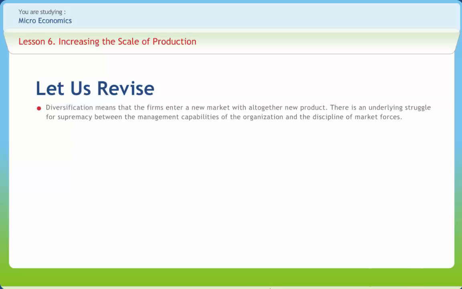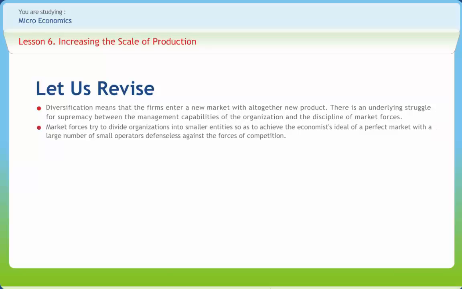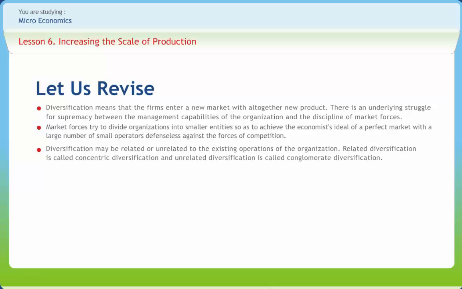Let's revise. Diversification means that the firms enter a new market with altogether new product. There is an underlying struggle for supremacy between the management capabilities of the organization and the discipline of market forces. Market forces try to divide organizations into smaller entities so as to achieve the economist's ideal of a perfect market with a large number of small operators defenseless against the forces of competition. Diversification may be related or unrelated to the existing operations of the organization. Related diversification is called concentric diversification, and unrelated diversification is called conglomerate diversification.